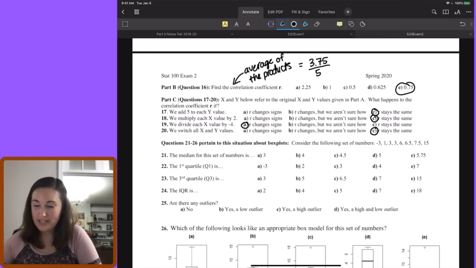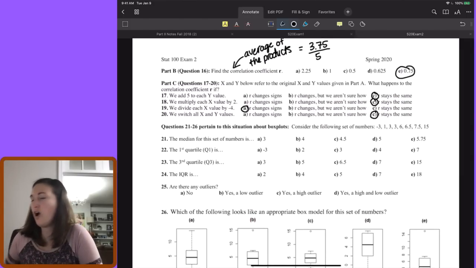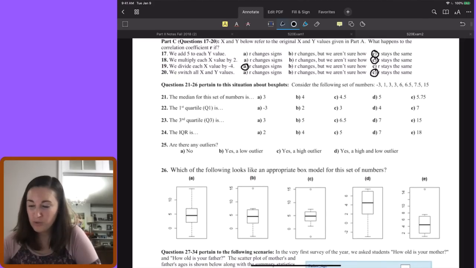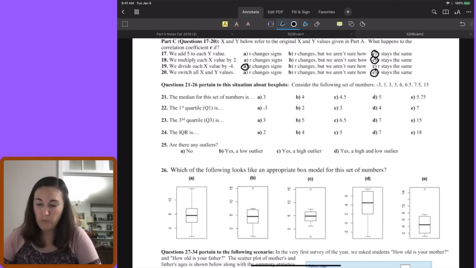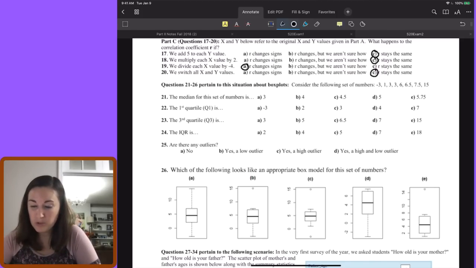Okay, so I think that's it for the correlation question. So let's go ahead and move on to box plots. It says we're looking at the following set of numbers, and we need to answer all of the questions about statistics for the box plots, and then the last question we want to pick which one looks like the box plot. So it says the median for this set of numbers is what?